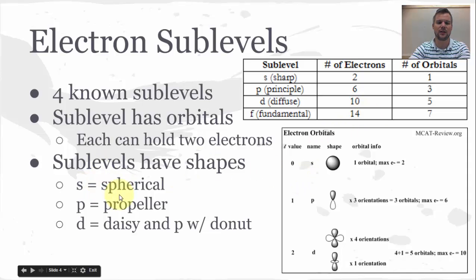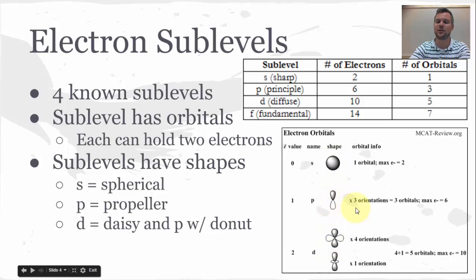So S is a spherically shaped orbital. You can see right here. P I call propeller shaped. It looks kind of like a propeller. D looks kind of like a flower, so I call it daisy shaped. Or there's one that happens to be propeller shaped with a donut around the middle. So that's how I remember it: D donut, or D daisy, P propeller, S sphere.